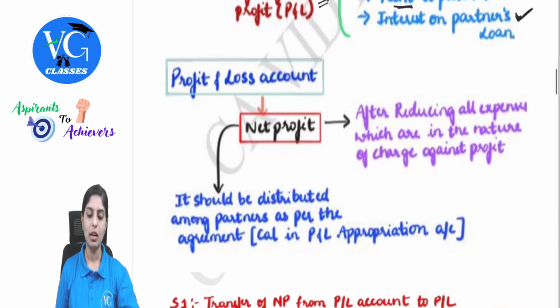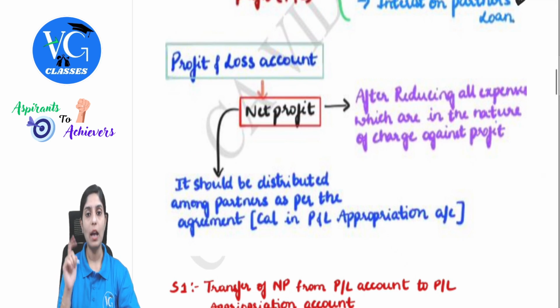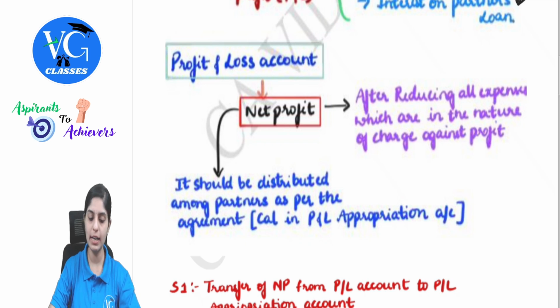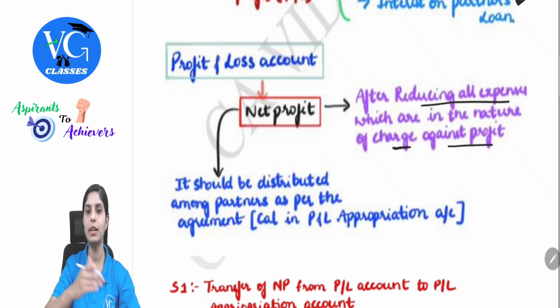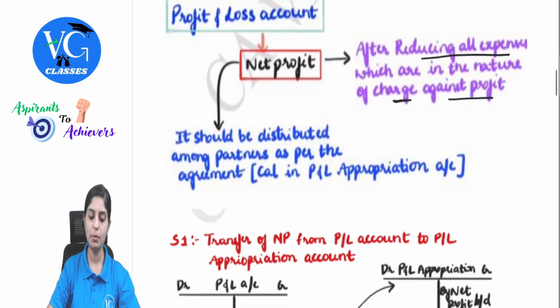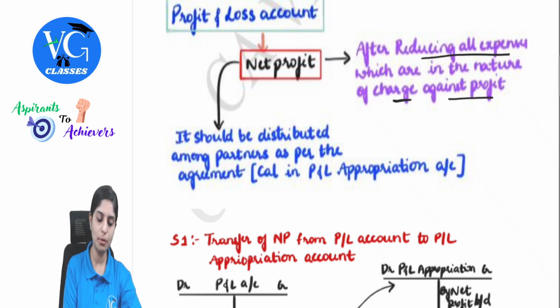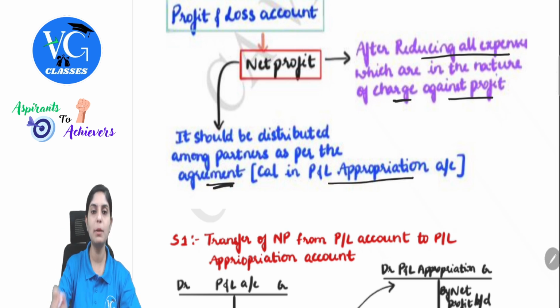Now, profit and loss account, this is just explaining the chain effect, how it works. See, in the profit and loss account, we arrive at net profit. How is that arrived? After reducing all expenses which are in the nature of charge against profit. Now, you should be familiar with what is charge against profit and what is appropriation of profit. It should be distributed among partners as per the agreement. So this distribution calculation can be observed in the profit and loss appropriation account.